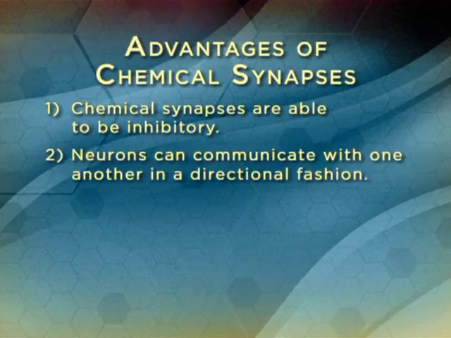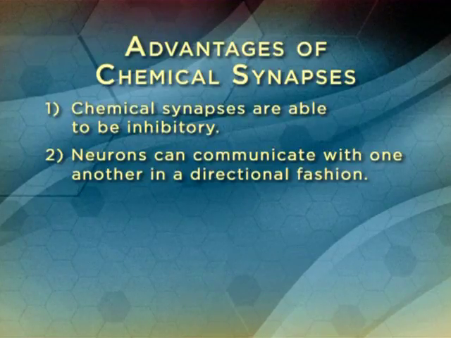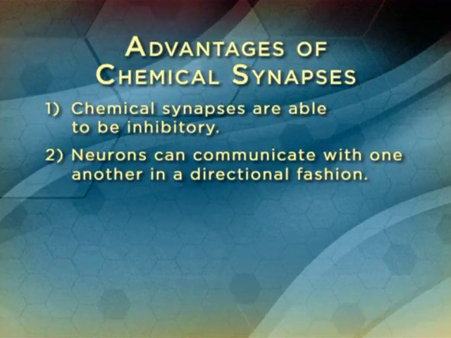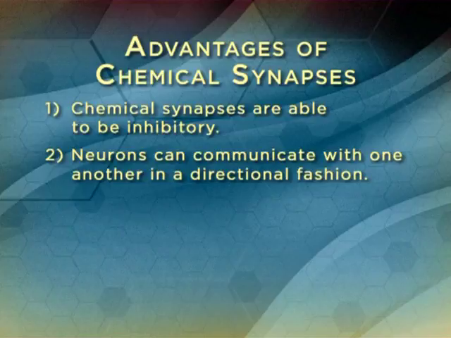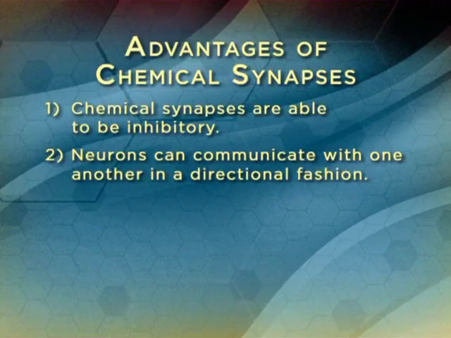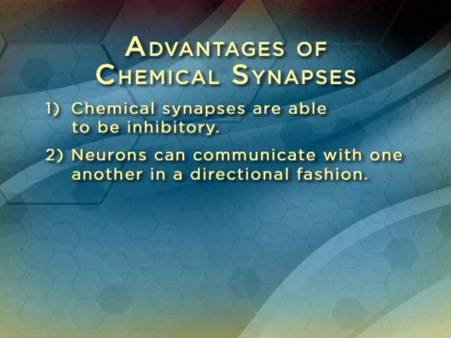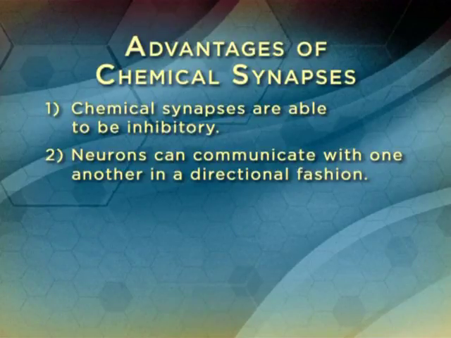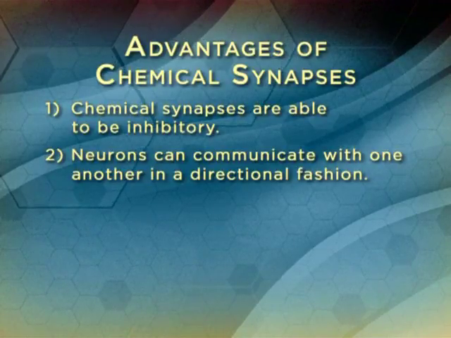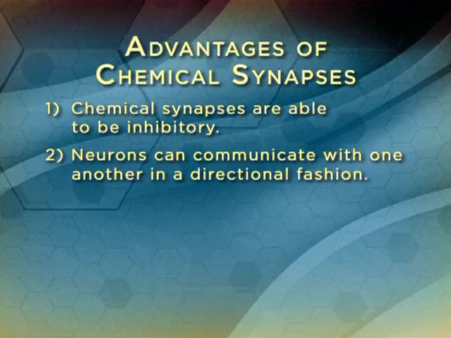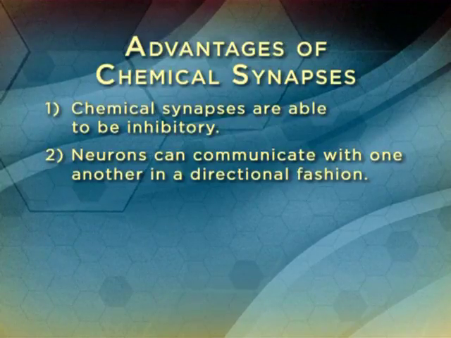Another advantage is that neurons can communicate with one another in a directional fashion. So if you have an electrical connection between two neurons, then they can talk back and forth. But if you have a chemical synapse, then one neuron can release neurotransmitter to the other neuron, and that's directional signaling from the presynaptic side of the synapse to the postsynaptic side. So that's the second advantage.